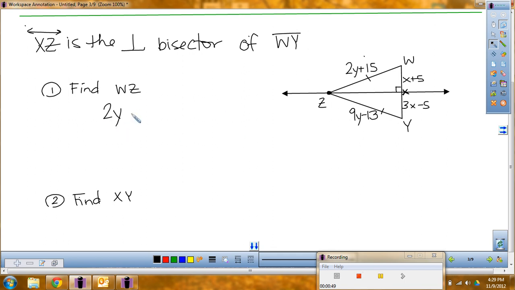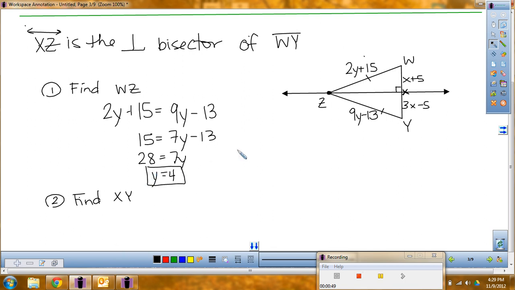So we have 2y plus 15 equals 9y minus 13. Okay. And then we go ahead and solve. So subtracting my 2y, 7y minus 13 equals 15. And then I can add my 13 to the other side. So 28 equals 7y, which gives me y equal to 4. Alright. So I can use the fact that they're equidistant to solve for my y, but then they wanted me to find WZ, right? So then we want to do 2 times 4 plus 15. So 2 times 4 is 8 plus 15, and there we have our 23.